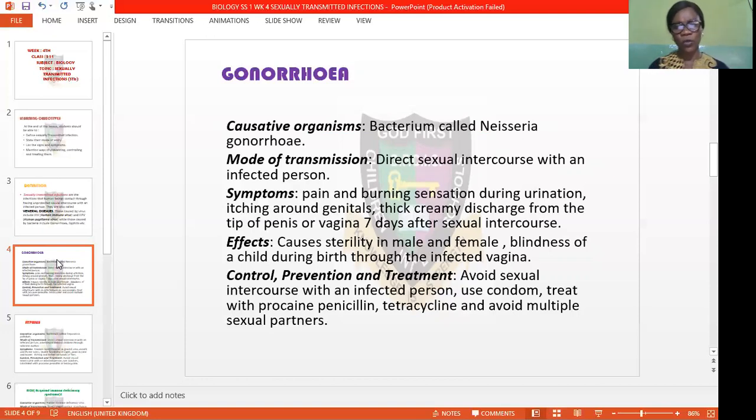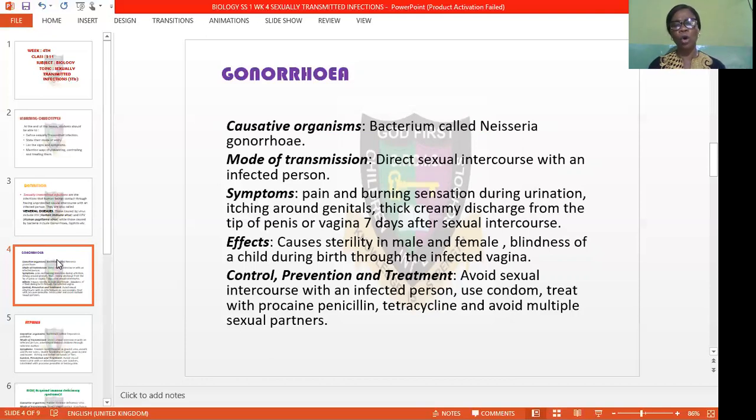What are the effects of gonorrhea? One, it can lead to sterility in both male and female. What do I mean by sterility? It will be difficult for that man or that woman that has been infected with gonorrhea to have children of his or her own, especially if the case is not treated immediately and appropriately. It can also lead to blindness of a child during birth through the infected mother's vagina.